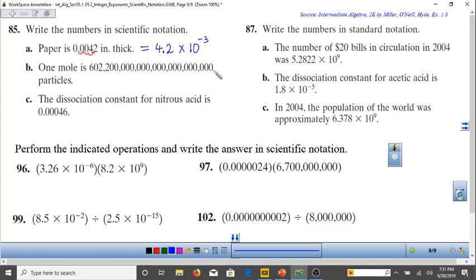In this case, I'm moving this number to the left. 1, 2, 3, 4, 5, 6, 7, 8, 9, 10, 11, 12, 13, 14, 15, 16, 17, 18, 19, 20, 21, 22, 23. So the answer for this one becomes 6.02, 3 significant figures here, times 10 to the power. Since I moved 23 units to the left, the exponent moves 23 units to the right.